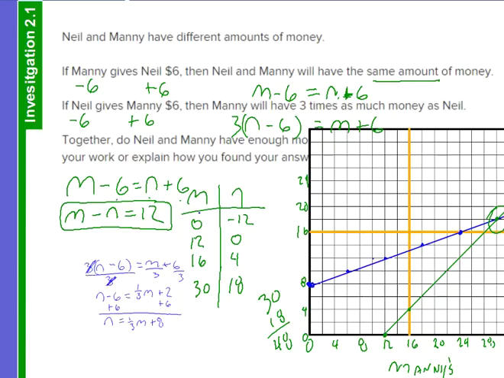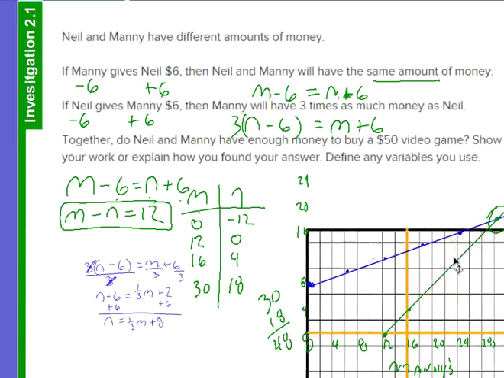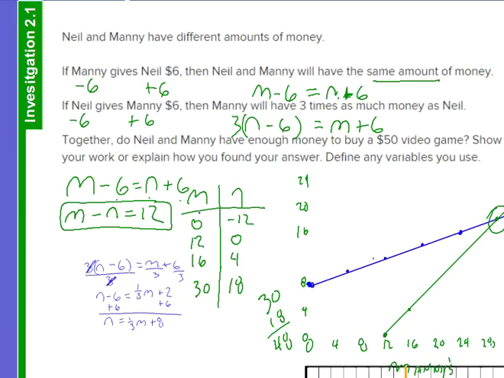So I'm going to move my graph so I can reread the problem statement. And it's asking, can they buy a $50 video game? The answer is no. I showed and explained how. Great. But I did not define the variables.